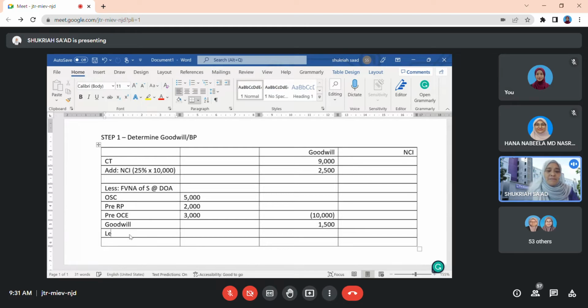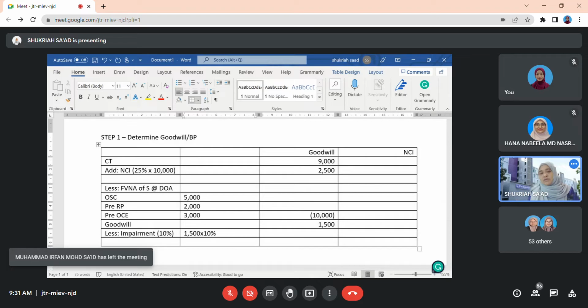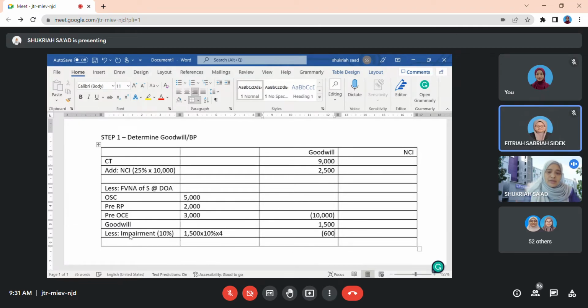We have less impairment of 10%. So 1,500 times 10%. How many years, class, since the acquisition? Yes, 4 years. So how much do you get here? 600. So 1,500 minus 600, you get 900.